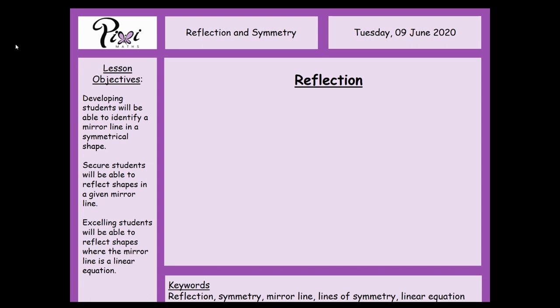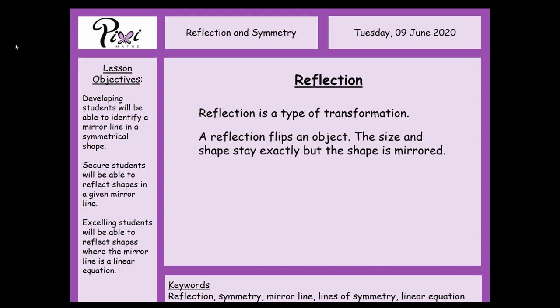So just a quick recap of what reflection means, and it's another type of transformation. So there are 4 different transformations. We looked at translations earlier, and we will also look at enlargements and rotations coming up soon. A reflection is where an object is flipped. So it's exactly the same size and shape, but it is a mirror image of it. So it will look the opposite way round.